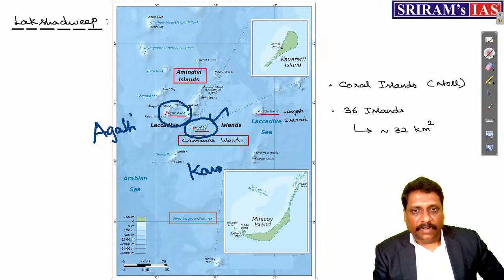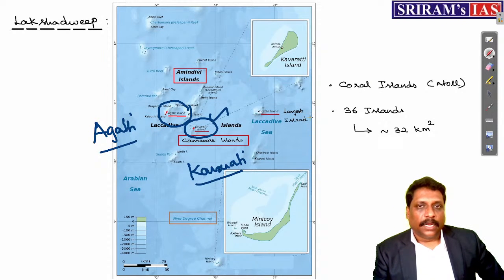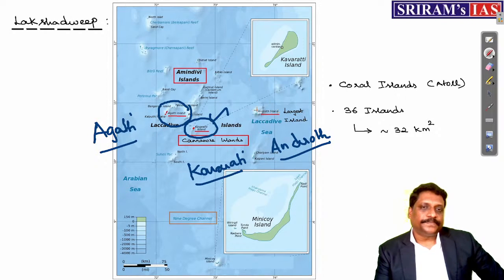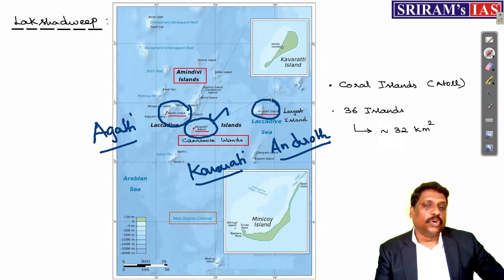As I already said, the capital Kavaratti is located in what? Kannanur group. And the largest island called Androt Island, my dear friends. Androt. Again, Androt Island is located in what? The Kannanur group. So Kannanur group is very, very important.